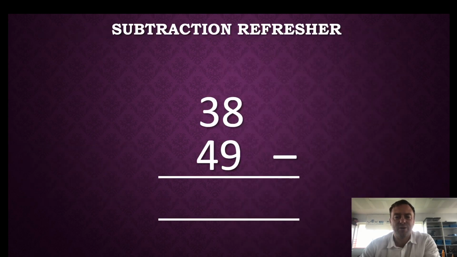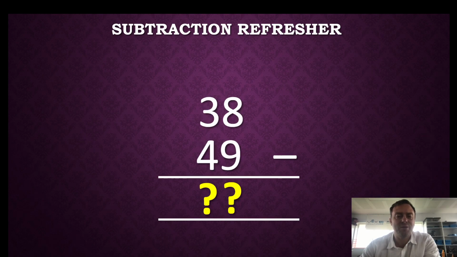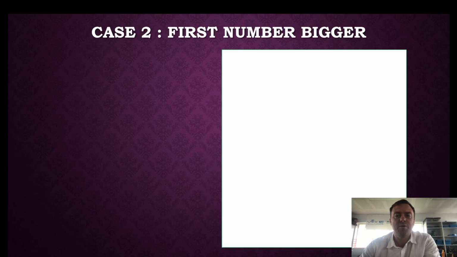So a little refresher, if you had a number that's smaller at the top and you take it away, we actually get a negative number. So another way of doing this is we take away the whole number and then just put a negative symbol on the front as well. So 11. So if the first number is bigger, you can still do this process.